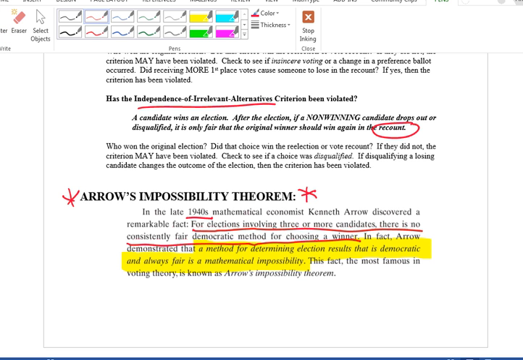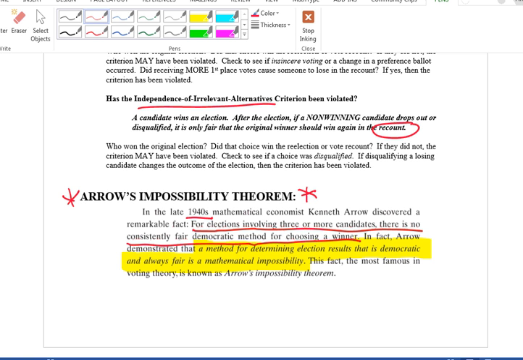That means that it doesn't matter how you count the votes, it can yield an unfair election. One or more of the fairness criteria could possibly be violated. There is no way to count the votes in an election with 3 or more candidates that is always fair. A democratic election is a mathematical impossibility. So let that sit there as you're thinking about the elections.